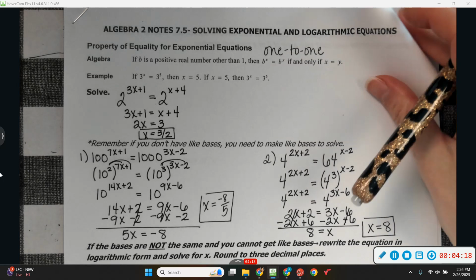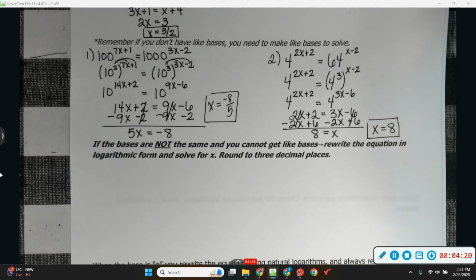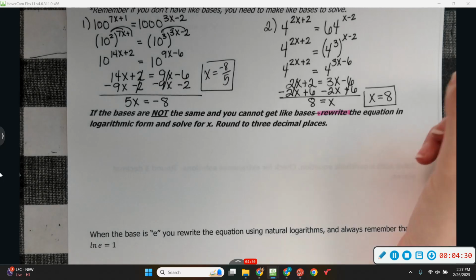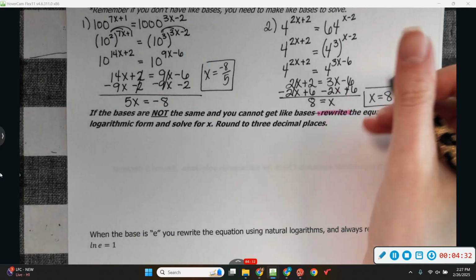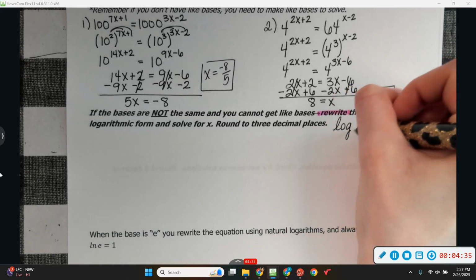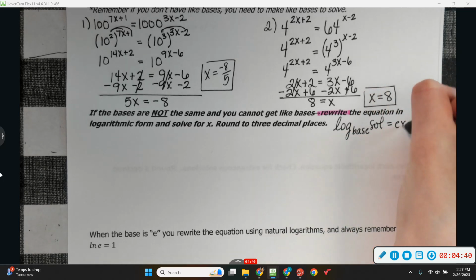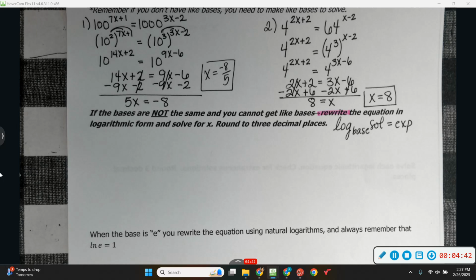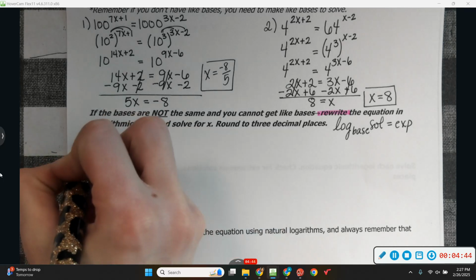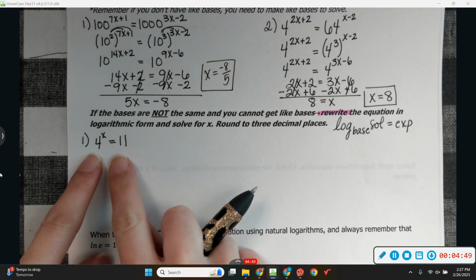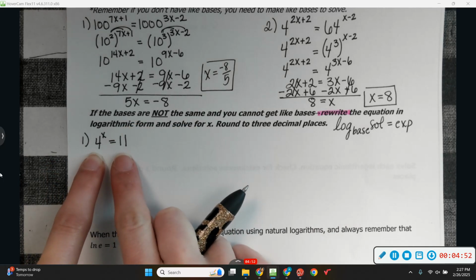Okay, so what if the bases are not the same and you cannot get like bases? Then you're going to rewrite the equation in logarithmic form and solve for x. So if you remember in 7.3, we did log base solution equals exponent. So that is what we're going to be using. So if I have my first example, 4 to the x equals 11, notice I cannot manipulate a 4 or 11 to have like bases.